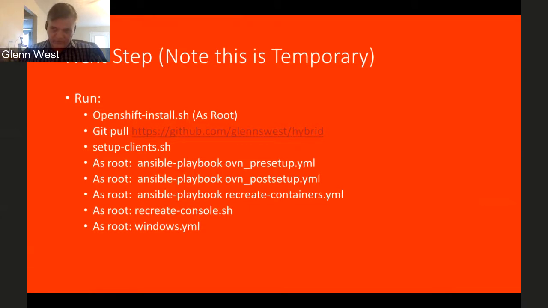Then as root, you're going to do an OVN pre-setup, which does the building of OVN and such. You could actually do this in parallel as the cluster is getting set up as well. Then after that, the OVN post setup has to be done at the end of the OpenShift install. And then finally, because we're changing the SDN per the document, we have to recreate containers, which basically redoes the registry and the router on the new SDN, and then recreate the console. At this point, then we're ready to run the windows.yaml.